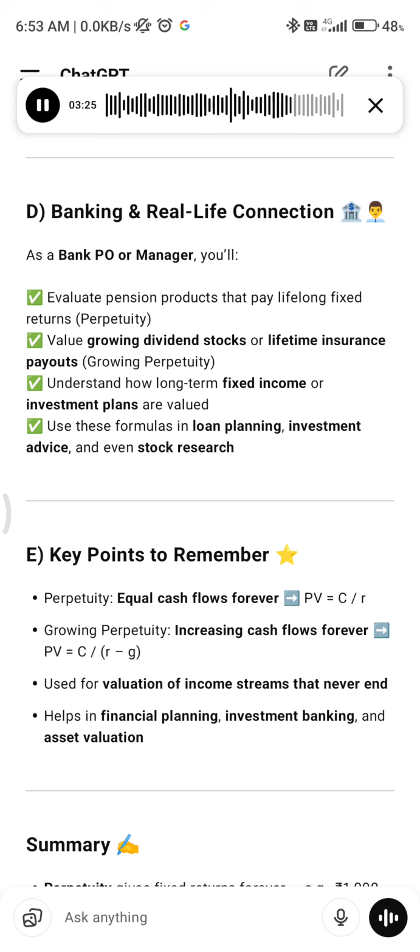E. Key points to remember. Perpetuity. Equal cash flows forever. PV equals C/R. Growing perpetuity. Increasing cash flows forever. PV equals C/(R minus G). Used for valuation of income streams that never end. Helps in financial planning, investment banking, and asset valuation.